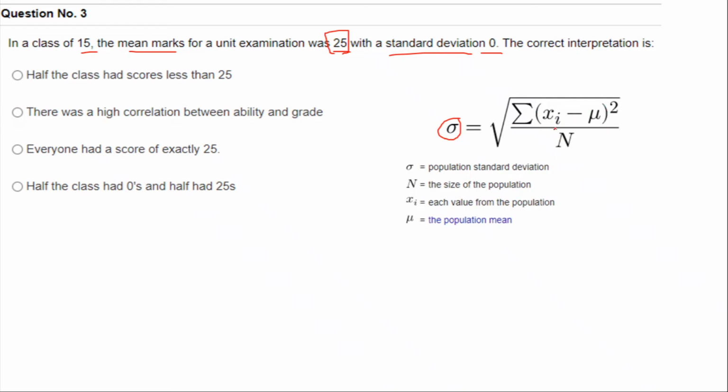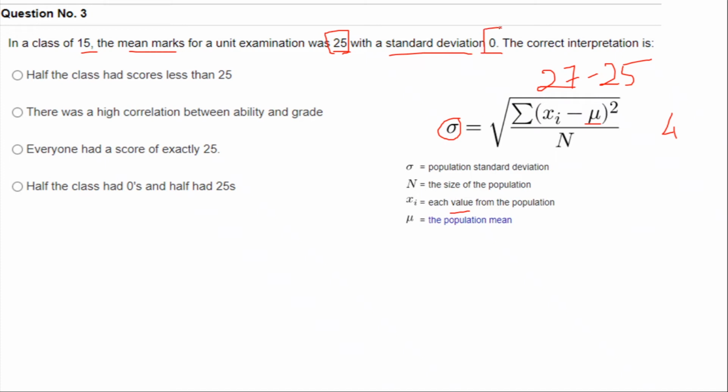Now what is xi? Xi is each value of the population, that is the marks obtained by each student. You have to subtract the marks with mu, which is the mean. So for example, if a student has obtained 27 marks, then you have to subtract that 27 with 25. So you will get how much? 2. You will square that 2, it will give you 4. And similarly, you will add all the marks of all the 15 students and then divide by 15 and take a square root, you will get the value of the standard deviation.